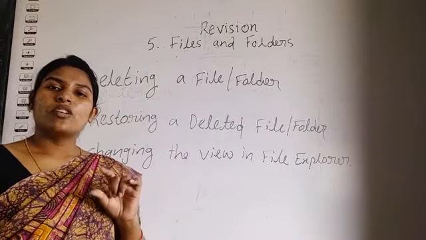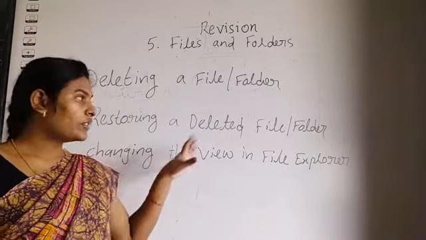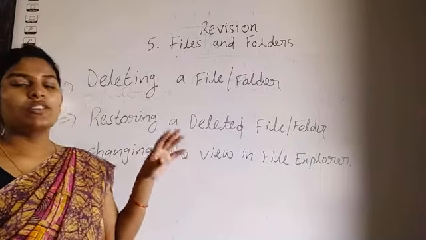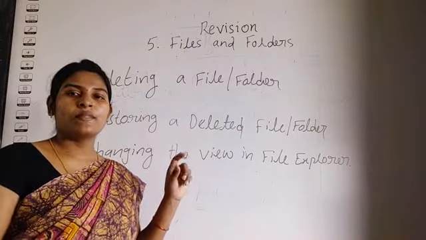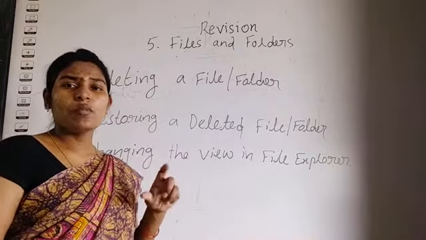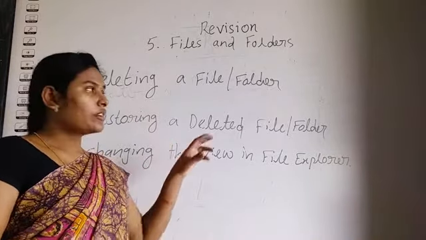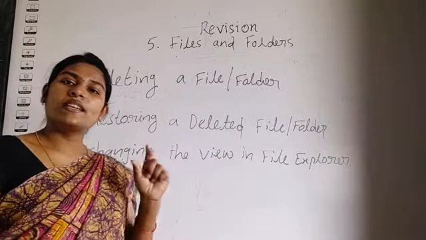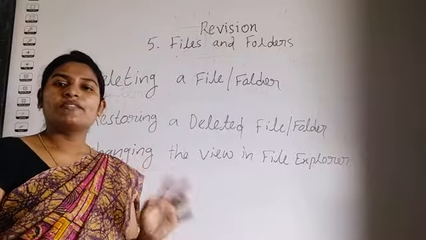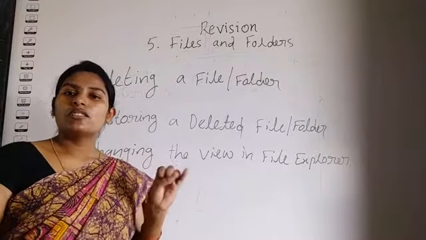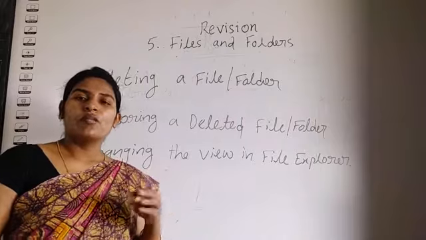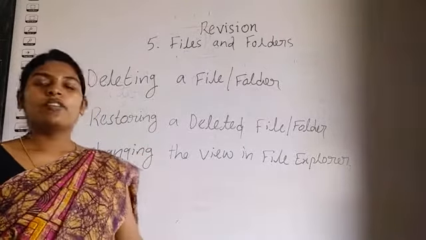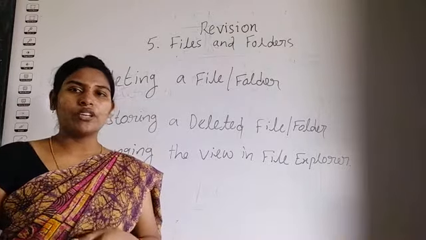If you select large icons, all the files or folders in the content pane are shown in a large size. If you select small, they are all shown in a small size. Like this, you can change to large, small, medium, details, extra large, so we can change the size of our files and folders according to our need.